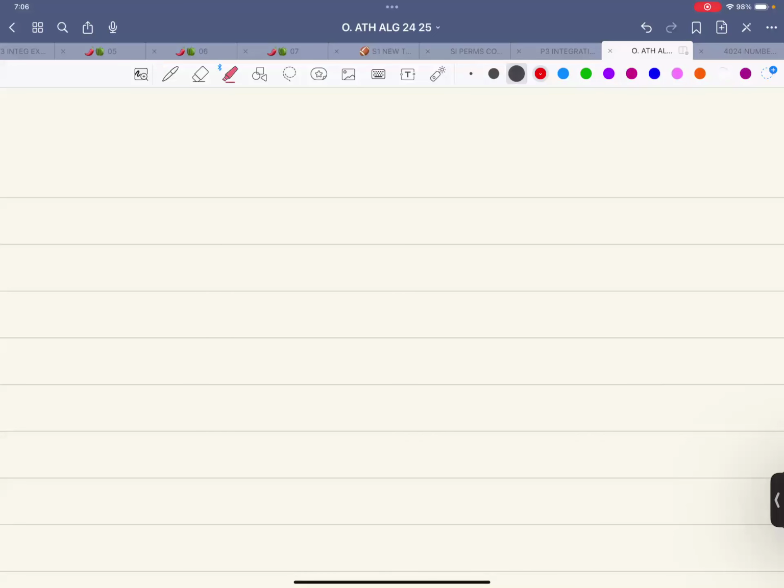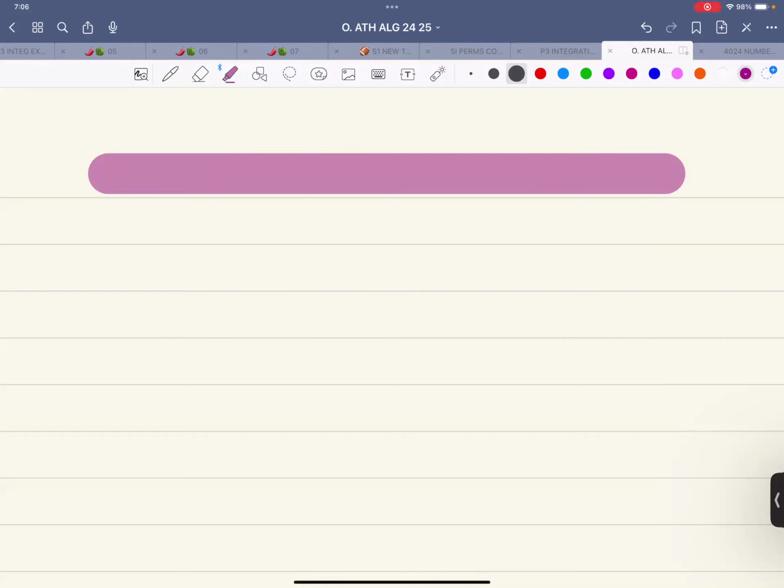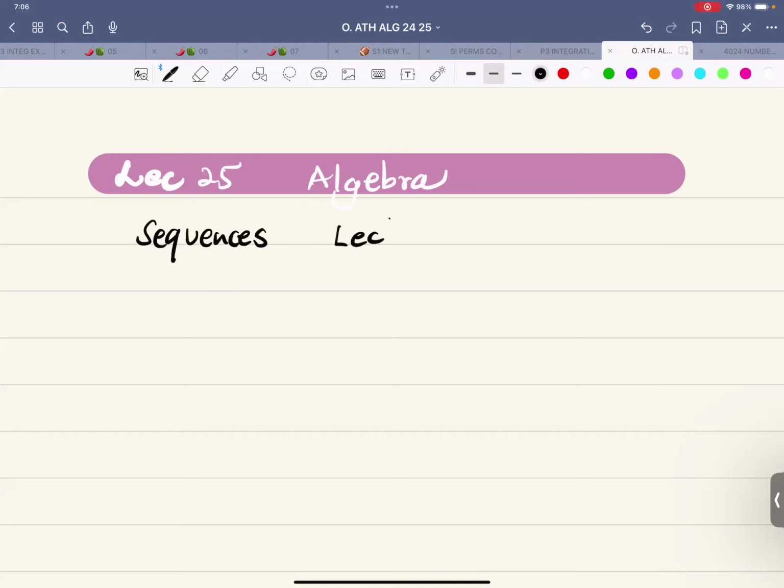So now where exactly are we? We are on lecture number 25, that is lecture number 25 of Algebra. And this is sequences, number pattern, lecture number 2. It's part of Algebra, but at the same time, I am labeling it separately.